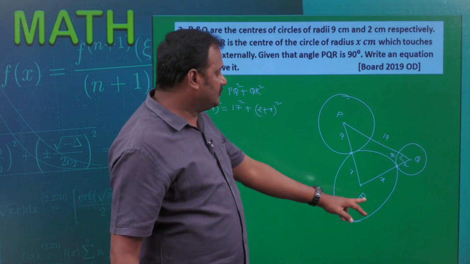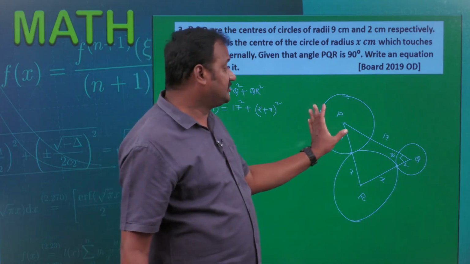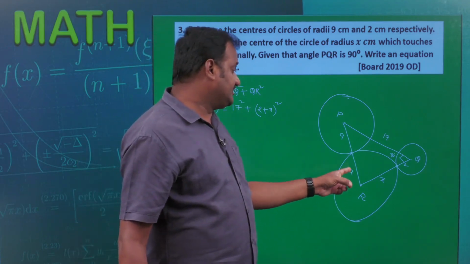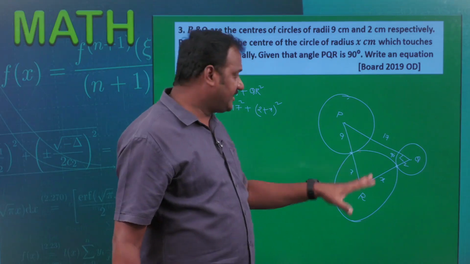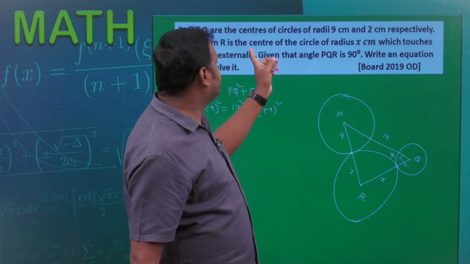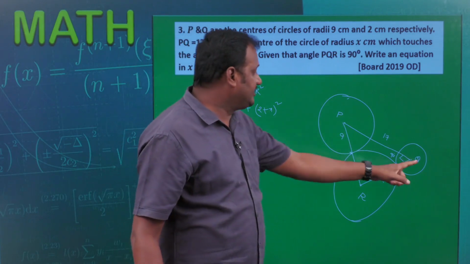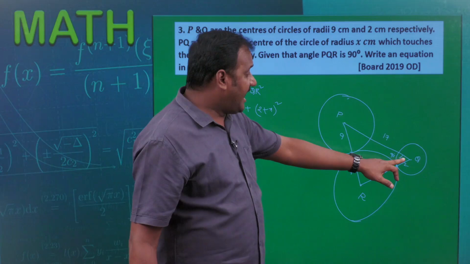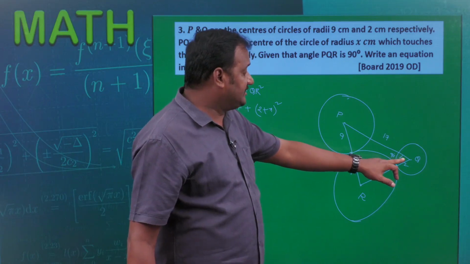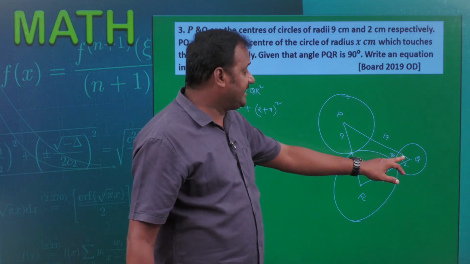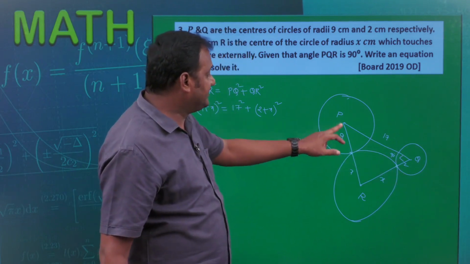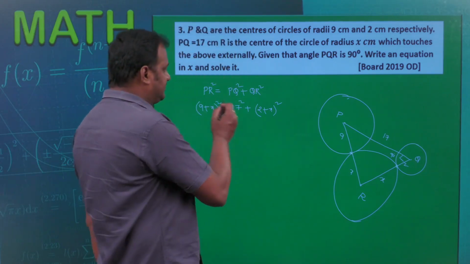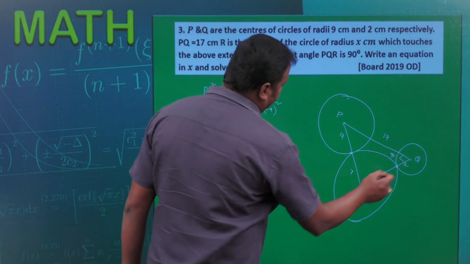And there is another circle whose center is at R, which touches both the two circles externally, and whose radius is equal to some x. According to this, angle PQR is given as 90. PQR is equal to 90 means it is a right triangle. Since it is a right triangle, this is the greatest angle, right? This angle is 90, and the side opposite to 90 is called the hypotenuse. So PR is the hypotenuse. Therefore, by Pythagoras theorem, PR square is equal to PQ square plus QR square.